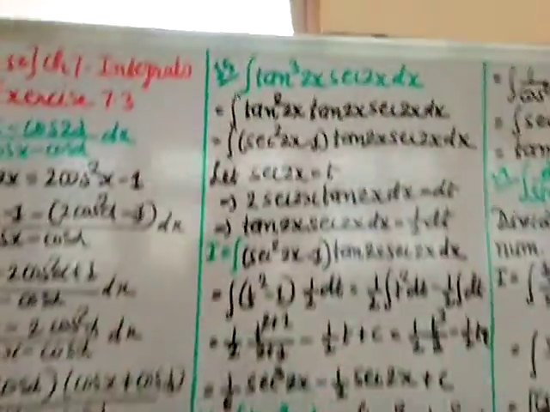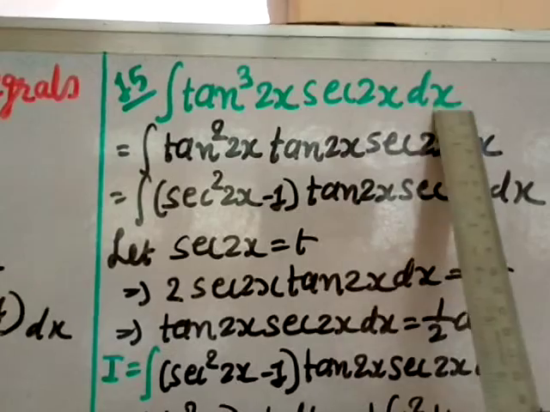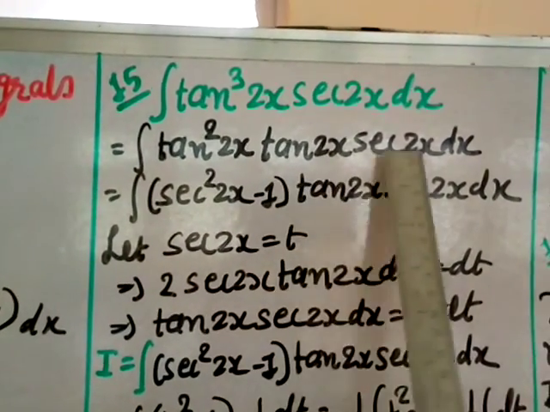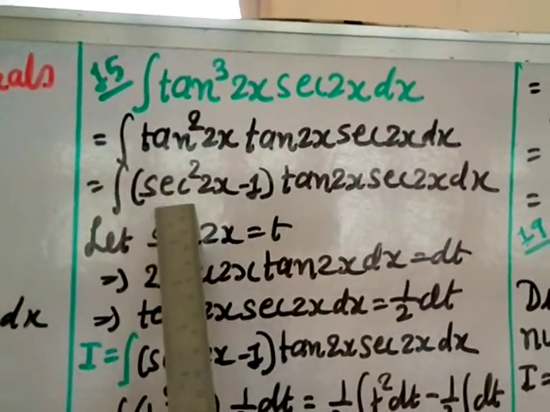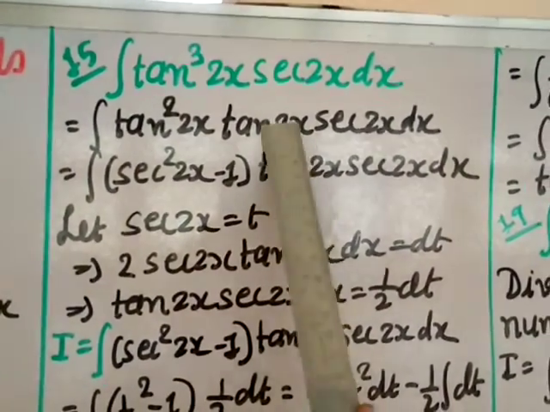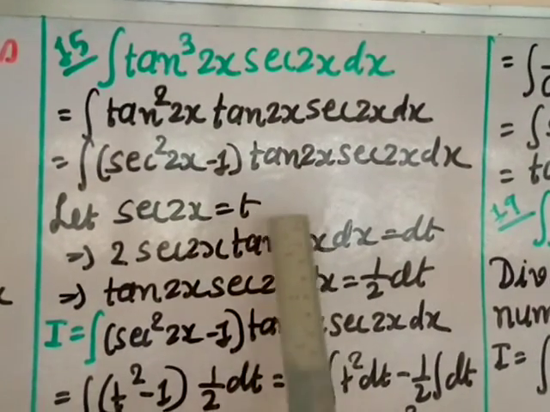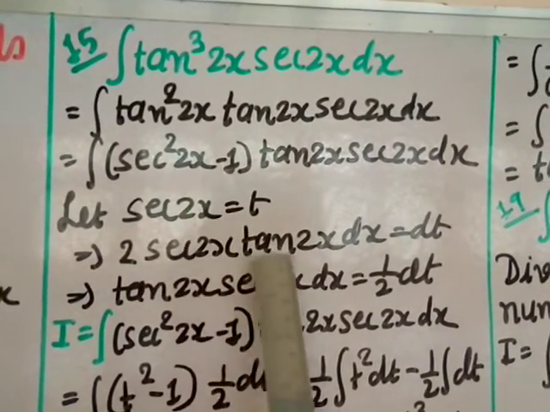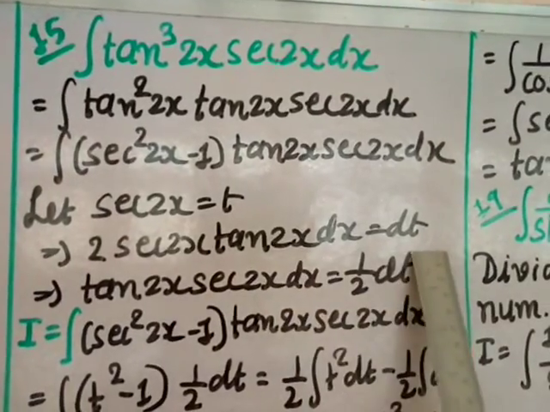Question number 15. Integral of tan cube 2x sec 2x dx. Tan cube I am writing as tan square 2x into tan 2x, with sec 2x dx as it is. Instead of tan square we can write sec square minus 1. Now I will take sec 2x equal to t. As you take a substitution you have to differentiate. The derivative of sec 2x is sec 2x tan 2x, and because of 2x, 2 is multiplied, so 2 sec 2x tan 2x dx equals dt.